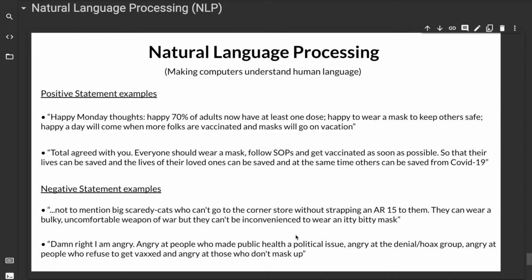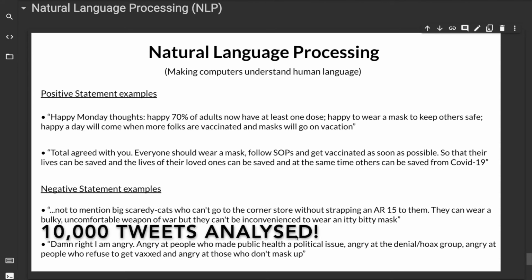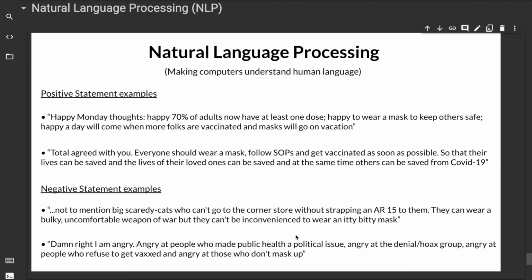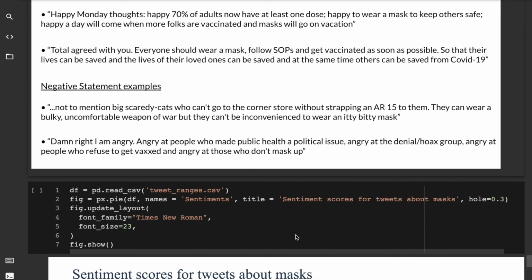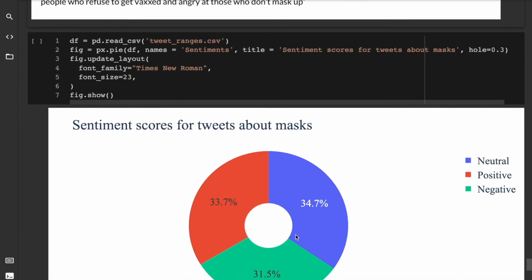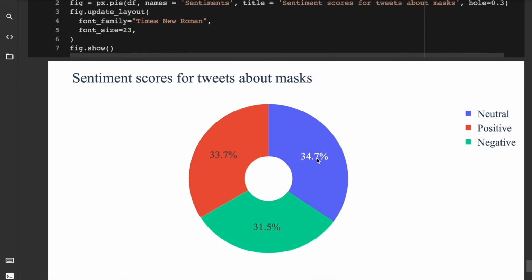As we saw masks are pretty important, we wanted to see the public perception of wearing them. For this, we employed natural language processing. We wrote a Python script to take 10,000 tweets from Twitter regarding masks and trained an NLP model to identify people's sentiments. We used this data to plot a pie chart to see what proportion are positive, negative, and neutral. They're pretty even. This shows a lot of people are not taking wearing masks seriously.